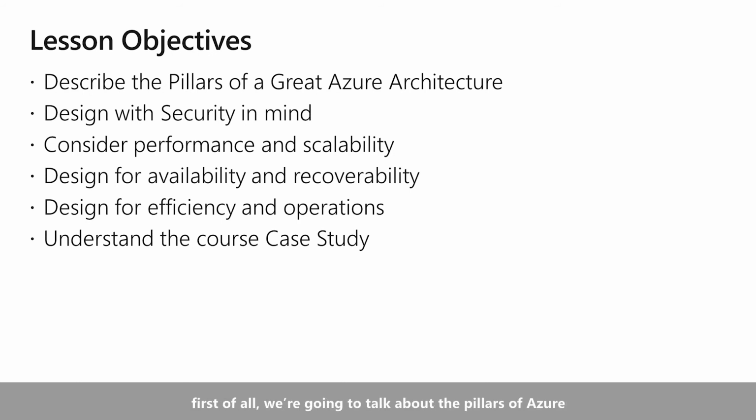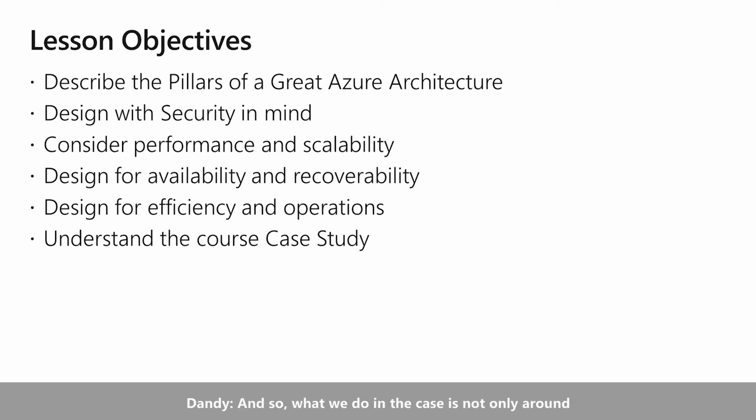So first of all, we're going to talk about the pillars of a great Azure architecture, and actually they're the next 4 lessons. Yep. So the great pillars being designing with security, considering performance and scalability, designing for availability and recovery, and designing for efficiency and operations, right? Yep. And then we finish off by looking through the case study, which we want your students to have at least 10 minutes to really digest, and we'll come to that when we get to it.